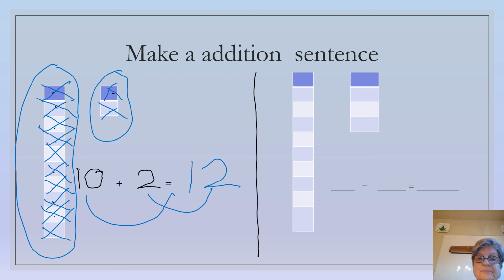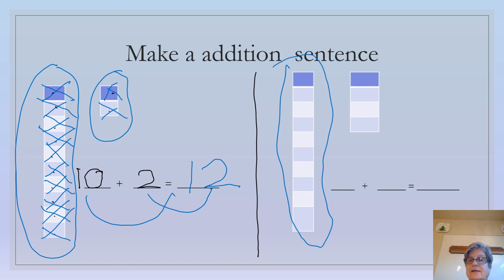Let's look at the next long stack. I bet there's 10 there. Let me count just to make sure. I'm going to put a small dot on each one. 1, 2, 3, 4, 5, 6, 7, 8, 9, 10. And yes, there were 10 dots there, so I'm going to write the number 10.